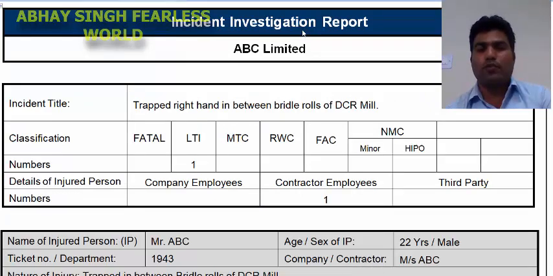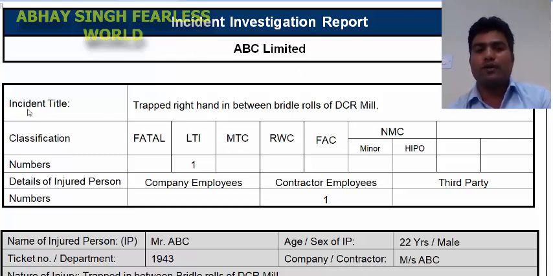This is the incident investigation report format. The name of the company is ABC Limited. On the top of this, you can see that this is a written incident investigation report. That means after gathering information, we note in this format all the things we have found there, and we also try to find out the root cause, and give recommendations about the incident investigation.